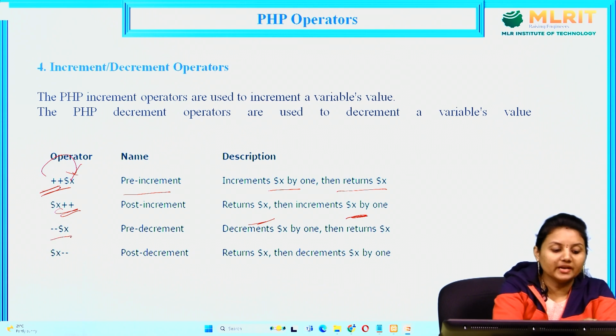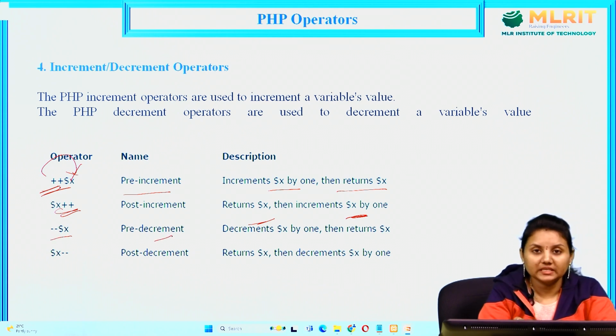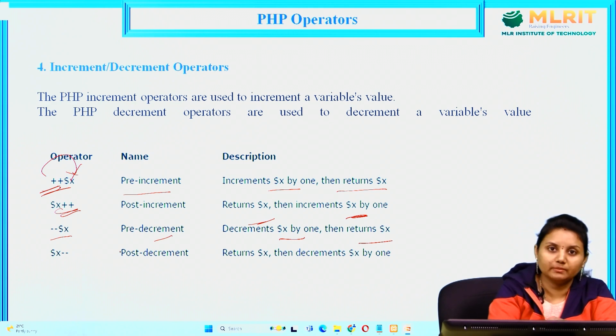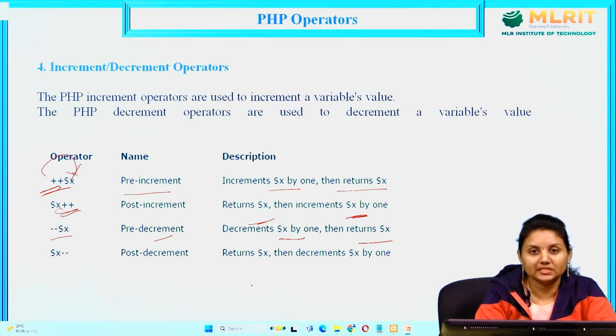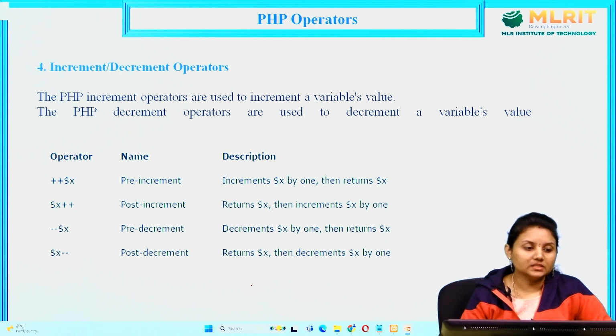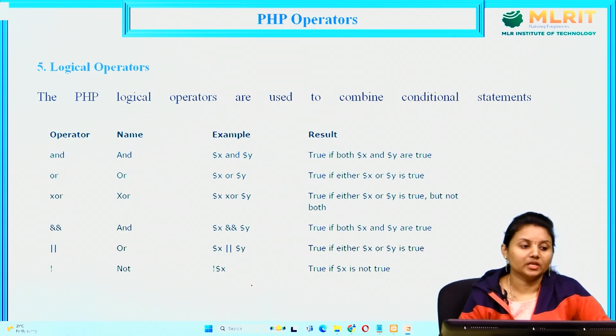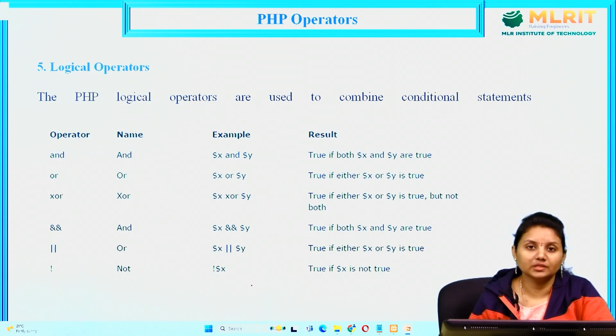So, minus minus $x is a pre-decrement, which decrements $x by 1, then returns $x. Similarly, post-decrement assigns $x first, then decrements the value by 1. This is about increment and decrement operators. Similarly, we move on to logical operators. Logical means whether the logical and, logical or, such types of operators we have.